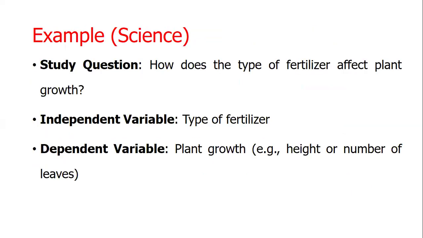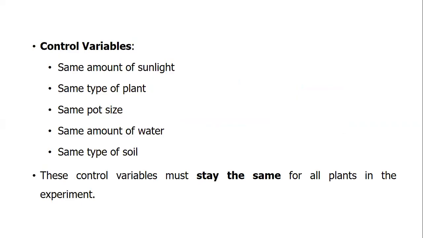Example, study question: how does the type of fertilizer affect plant growth? Independent variable: type of fertilizer; dependent variable: plant growth, for example height or number of leaves. Control variables: same amount of sunlight, same type of plant, same pot size, same amount of water, same type of soil. These control variables must stay the same for all plants in the experiment.